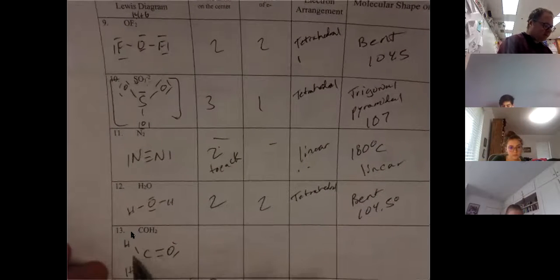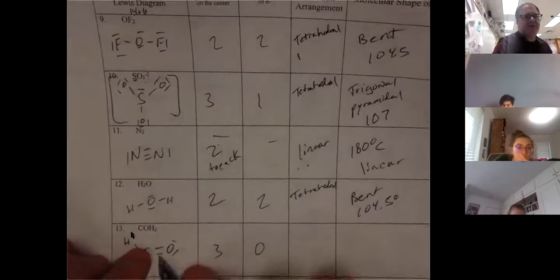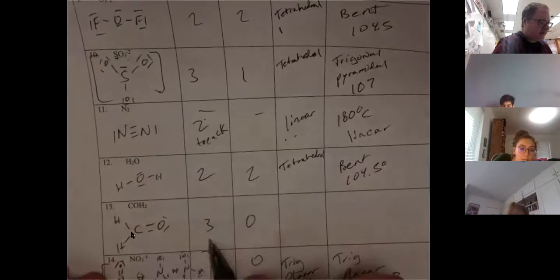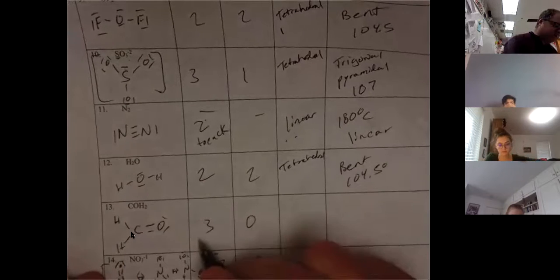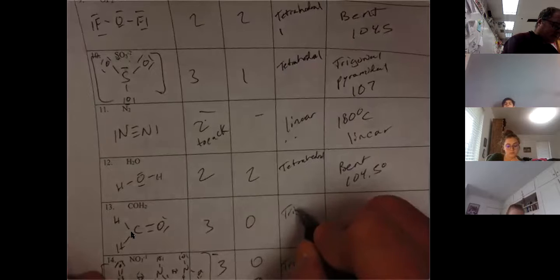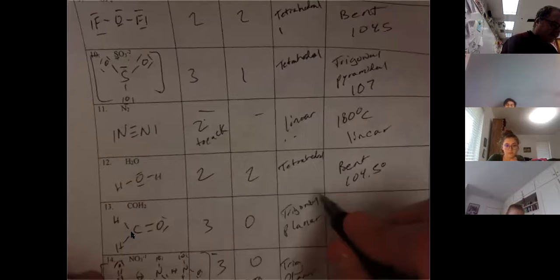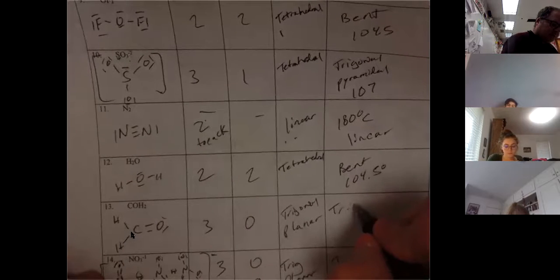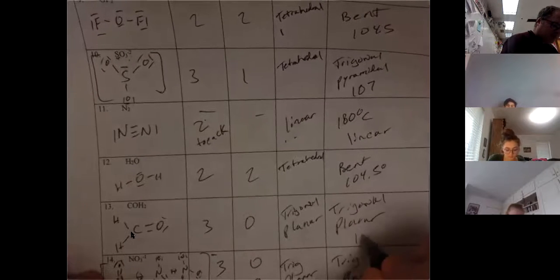Here we have 3 bonded atoms and 0 unshared pairs. Remember, a double bond does not count as a bonded atom. We only look at the atoms bonded to the central atom. So it's 3 bonded atoms, 0 unshared pairs. That is trigonal planar. And since it is 3 and 0 again, it is still trigonal planar. And that is 120.